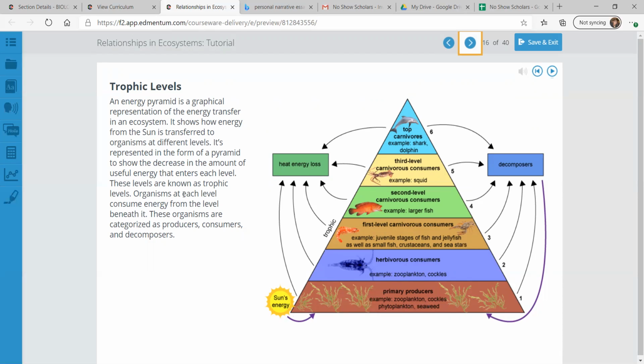And each level is known as a trophic level. Organisms at each of these levels consume energy from the one beneath it. These organisms are categorized as producers, consumers, and then decomposers. So these guys down here are the producers, everyone else consumers, and then decomposers.